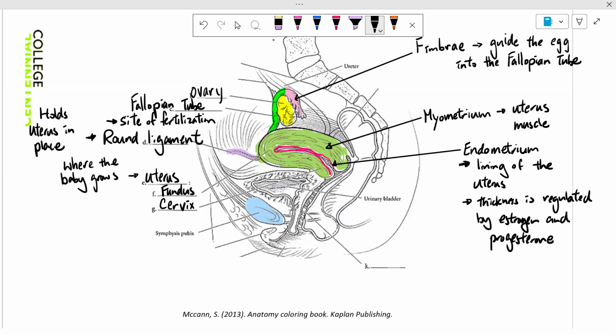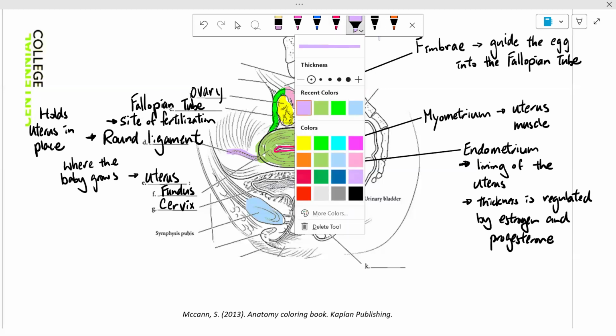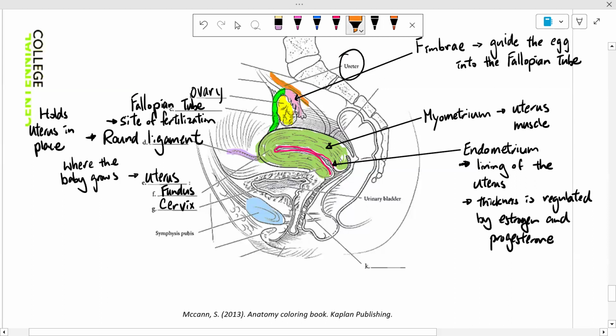What else do we have? There's a ureter. We can just color it. It's already labeled for us. That's the ureter. Of course, that connects to the urinary bladder down here, and if you continue going up, that would take you to the kidney.